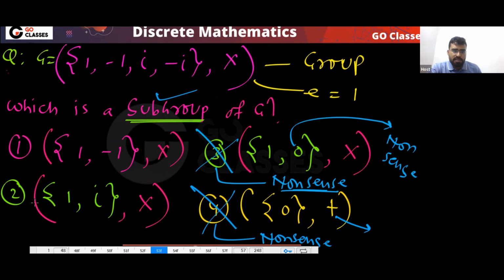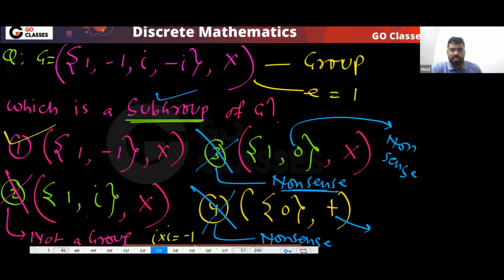Finally, this actually makes sense. This is a subset, the operation is the same, but this is not a group. Can anyone tell me why this is not a group? Because it is not closed. The closure property is not satisfied. You can notice iota multiplied by iota is equal to -1.